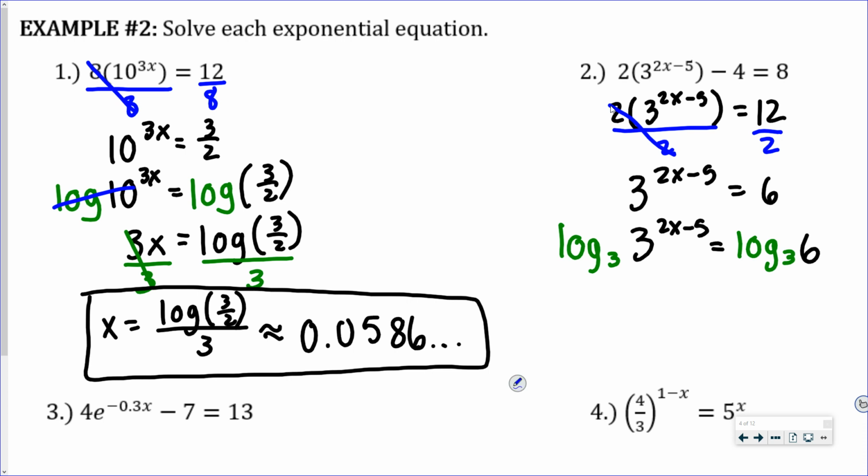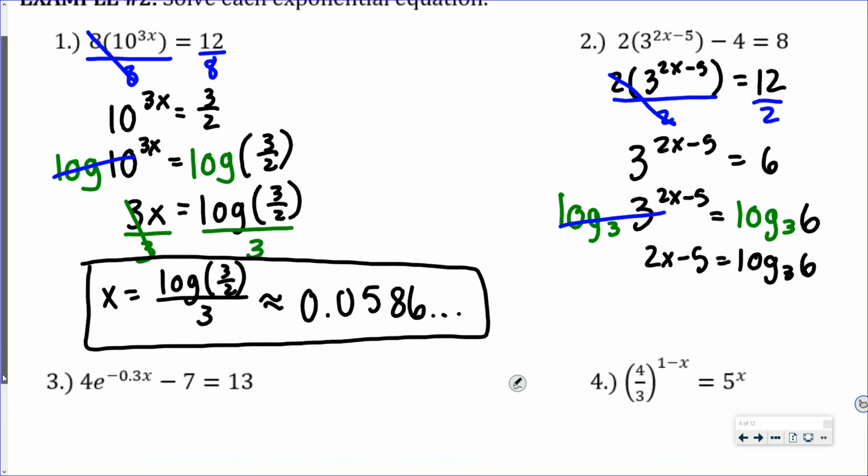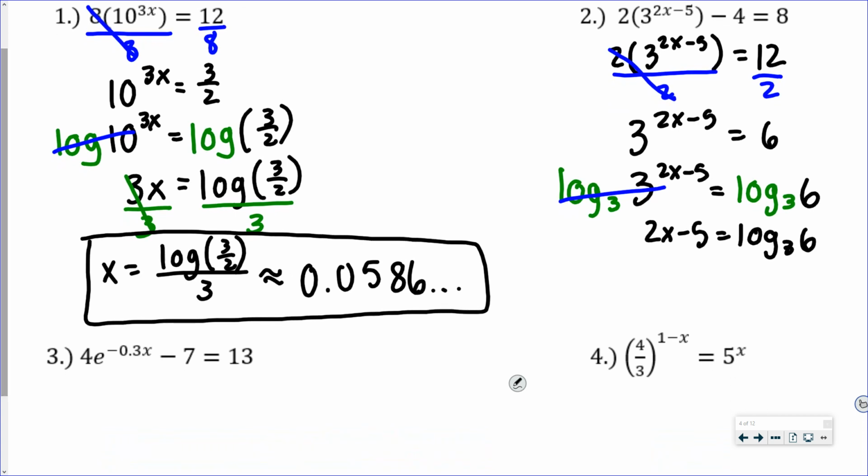That gets rid of that base of 3. We're left with 2x minus 5 equals log base 3 of 6. What would you do next? Add 5. Now, that does not become log base 5 of 11. No. This is the one you're taking the log of. If you want to add parentheses on it, you can.